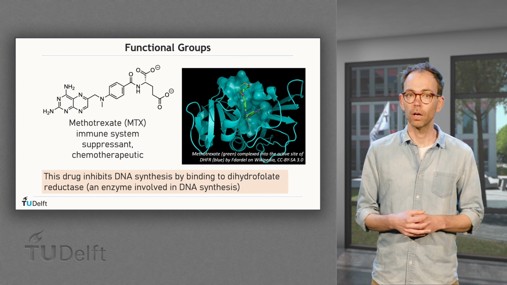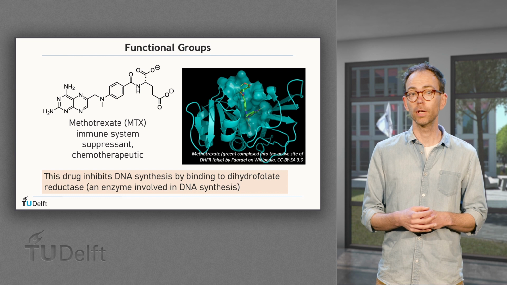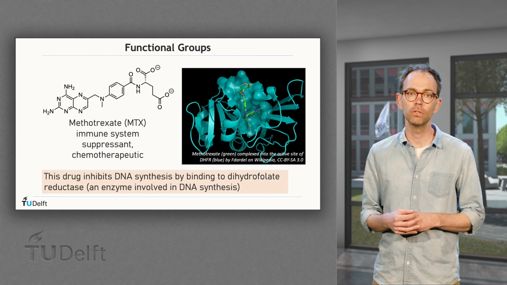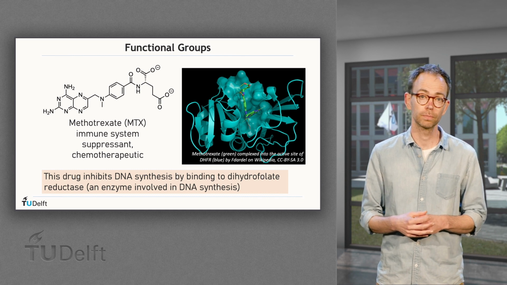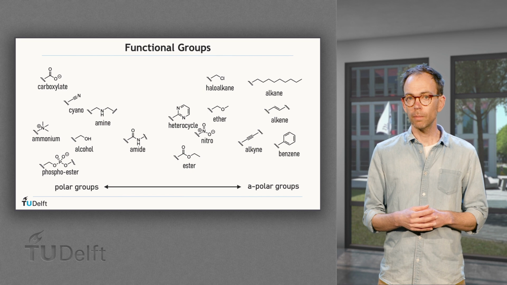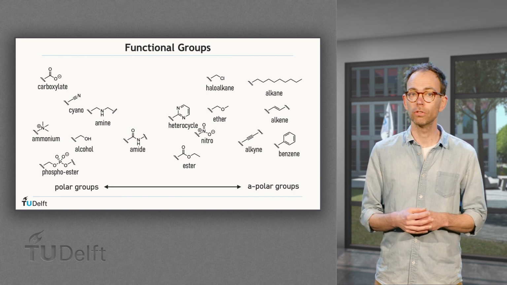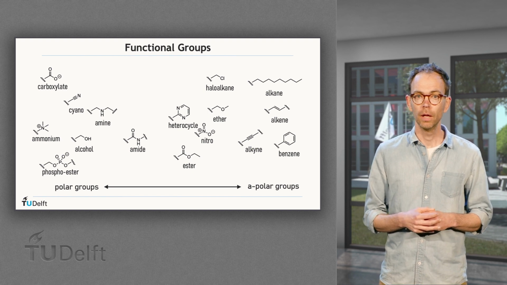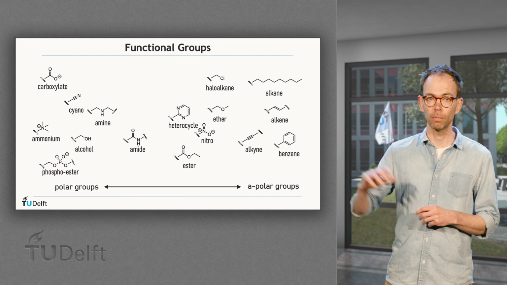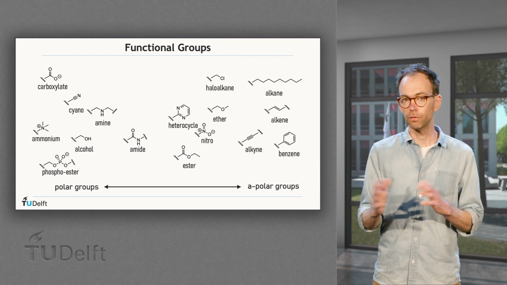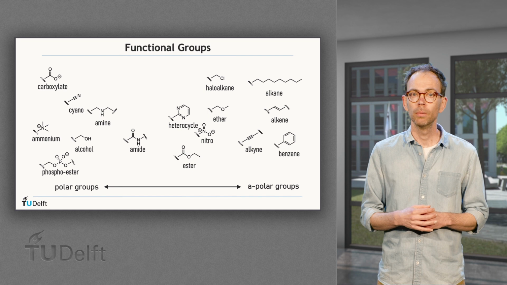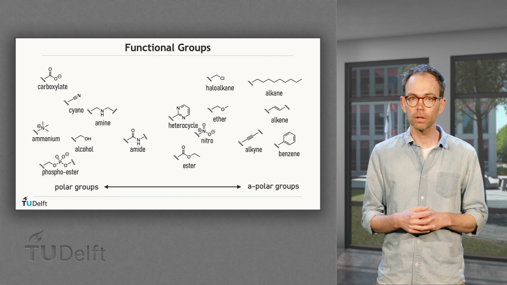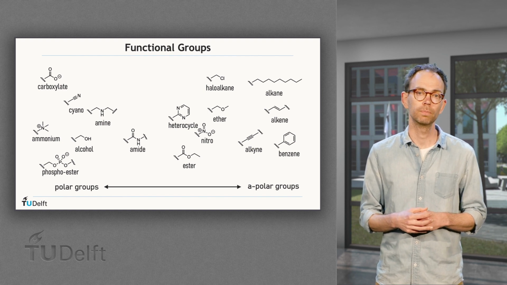So these functional groups are enormously important for this drug functioning properly. Some functional groups that you see on this molecule are amines, carboxylates, and heterocycles. In organic chemistry, there is an enormously wide range of functional groups, all important for giving certain properties to a molecule. There are really polar groups such as carboxylates, ammonium, these phosphate esters that are also in DNA, but also alcohols and amines. These are groups that either have a charge or that can make hydrogen bonds.